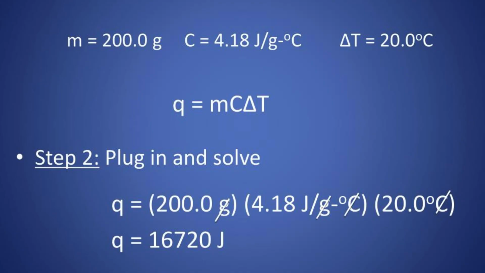Now let's try an equation together. So now that we know what the equation means, let's plug and chug. So the mass is 200 grams, the specific heat capacity is 4.18 joules, and delta T is 20 degrees Celsius. So we know that we need to multiply those three numbers, and then we'll get Q, which should be 16,720 joules.